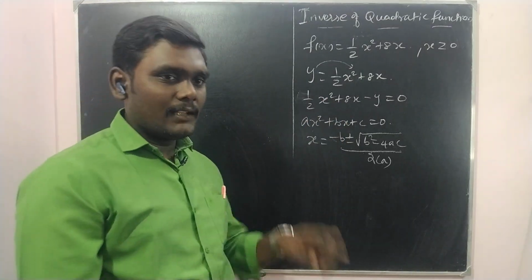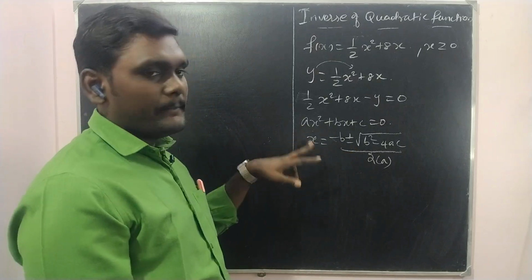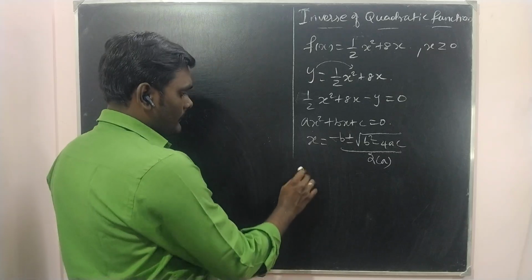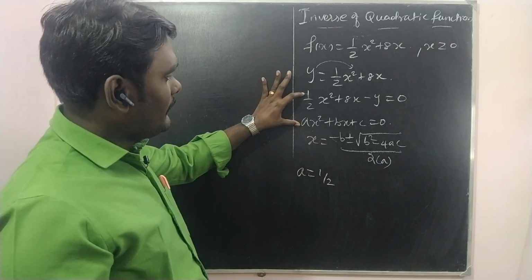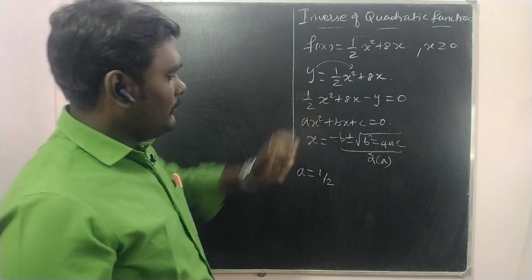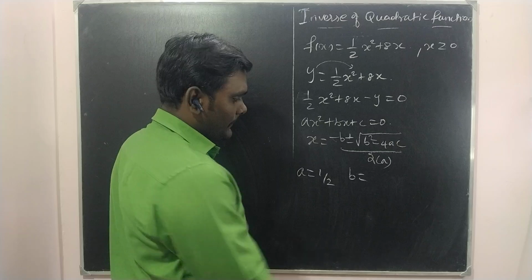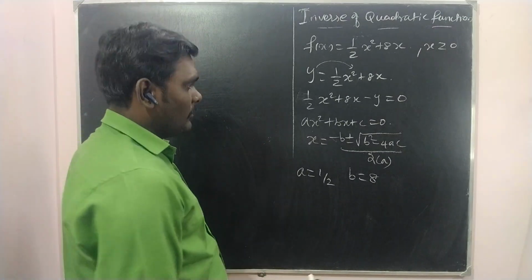Coefficient means co, meaning company. Who accompanies x square? That is a. Who accompanies x square here? 1 by 2. Likewise, we compare. A is 1 by 2. Then b is how much? Who accompanies x is b. Here who accompanies x? 8. Then c is the term that has no x.